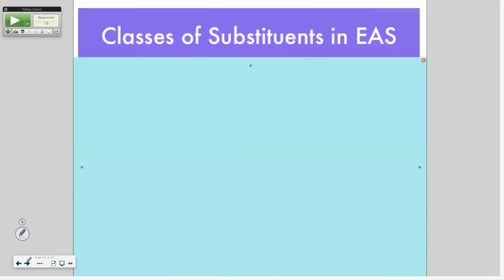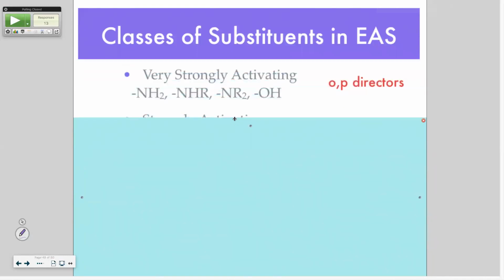Now here are the classes. It's like I put it all together. So very strongly activating groups are ortho para directors. These are your N's and your O's. Notice what they have. They have lone pairs on the atom that is directly attached to the benzene ring.